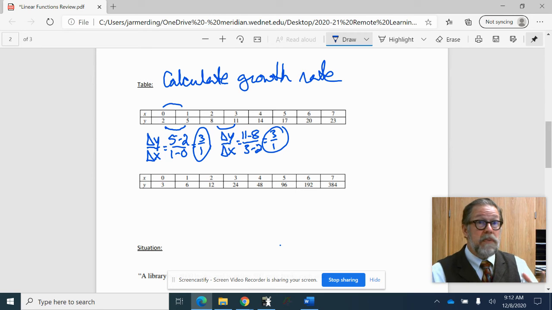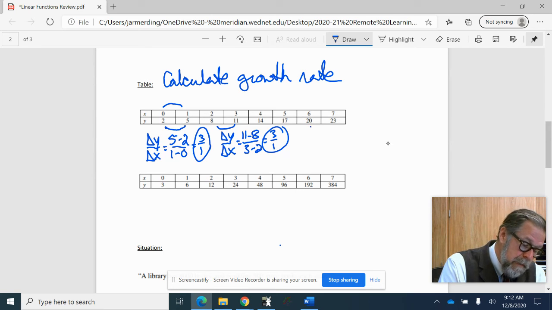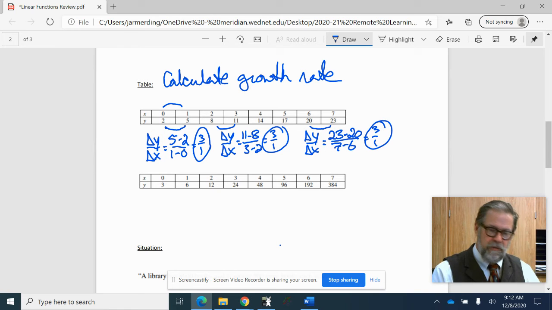Theoretically, I should do all the points just to make sure, but at some point, sometimes it's reasonable to say, oh, look, I've checked 3 of these and they're all linear, and I'm going to work on the assumption that, in fact, this is a linear function because it has a constant growth rate.